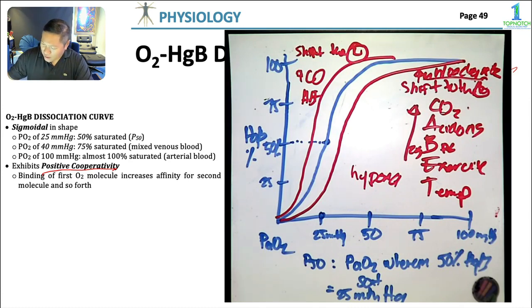A shift to the left, okay, will involve a decrease in your kabit. A shift to the left will also involve an increase in your carbon monoxide or fetal hemoglobin. So an increase in your carbon monoxide or fetal hemoglobin will cause a shift to the left.